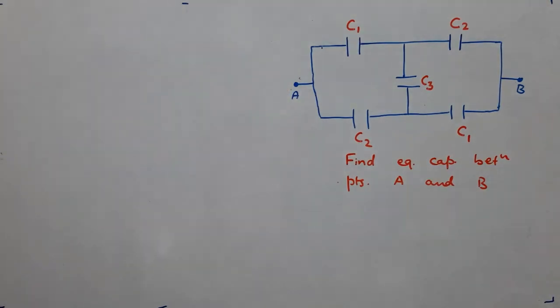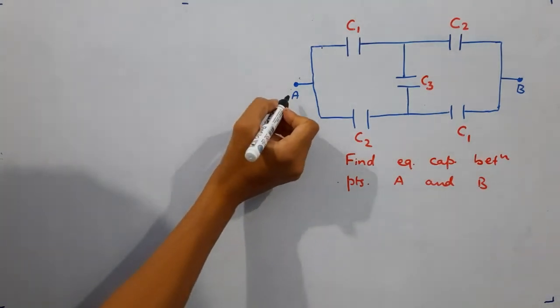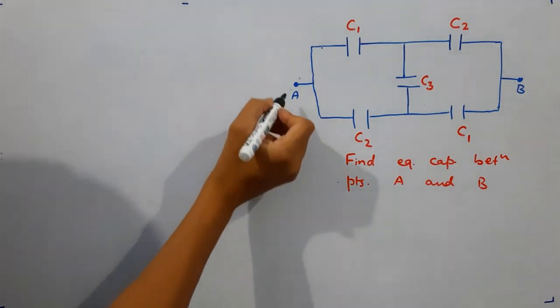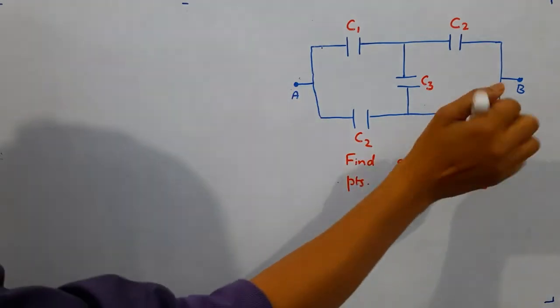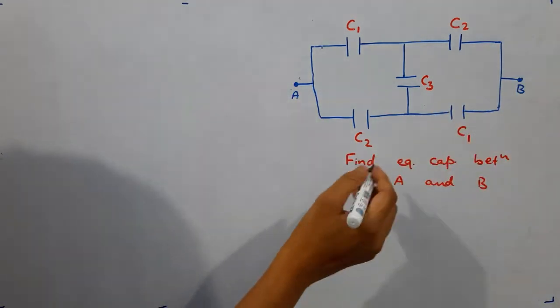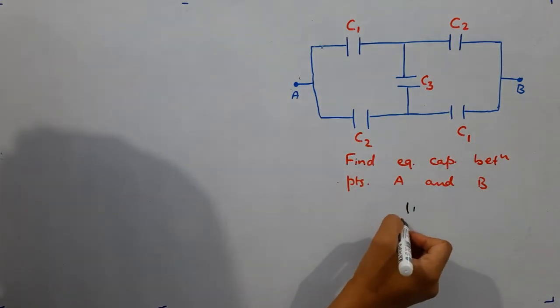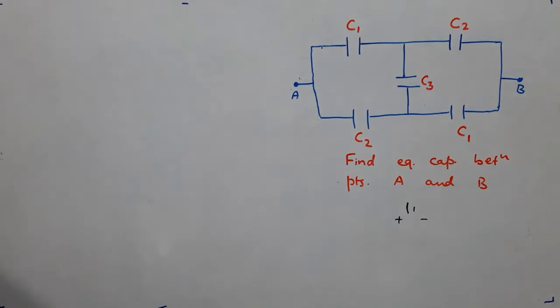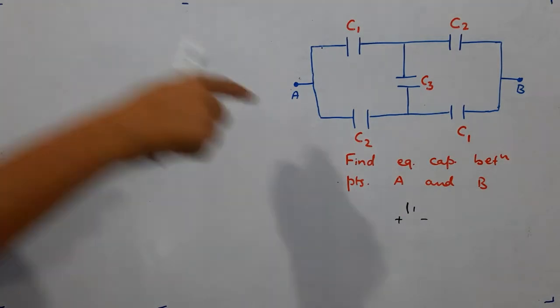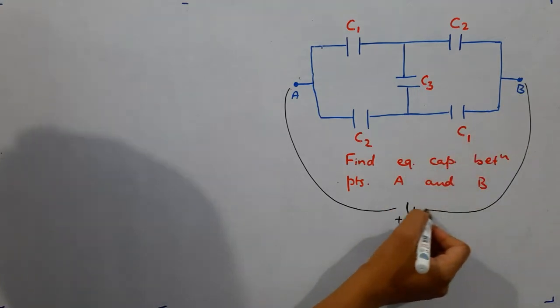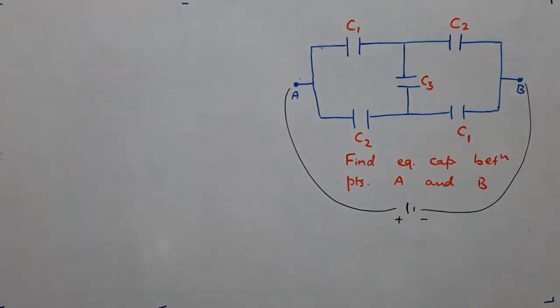In such questions, always what we do? So we connect these 2 points between which you have to find the equivalent capacitance to an imaginary battery. That is step number 1. Suppose they are connected to an imaginary battery like so. So this is positive terminal and this is negative terminal. This you don't have to draw, just you have to imagine.